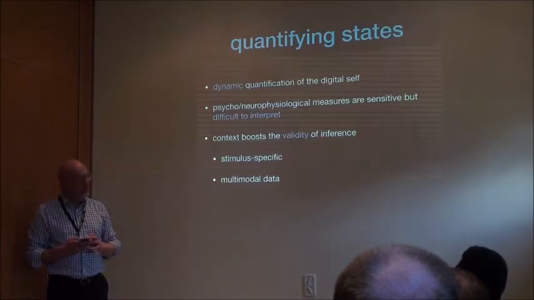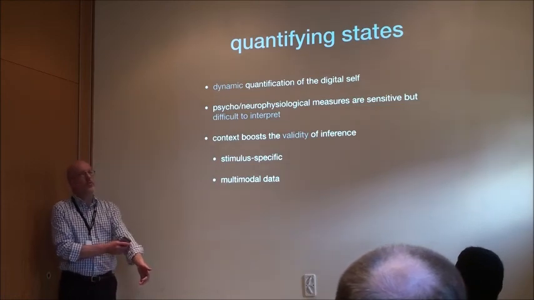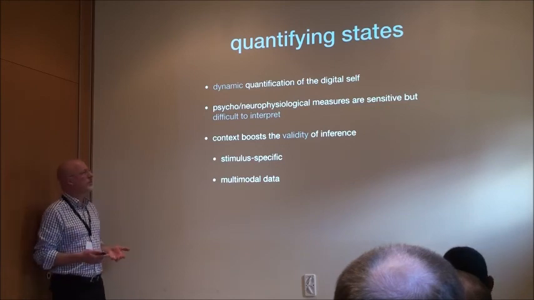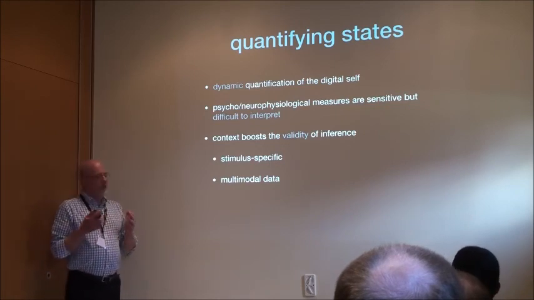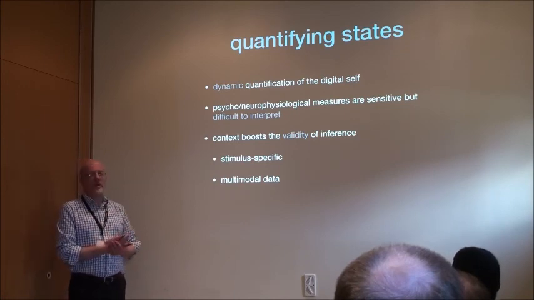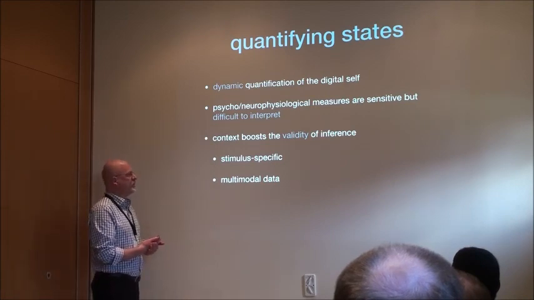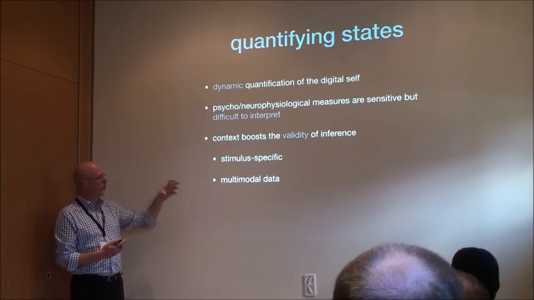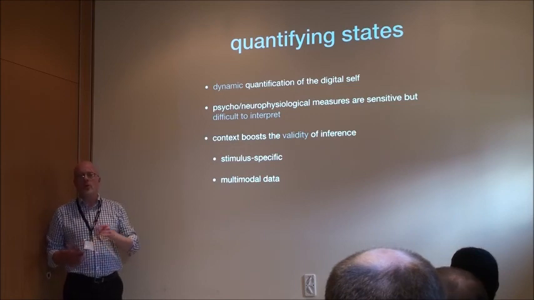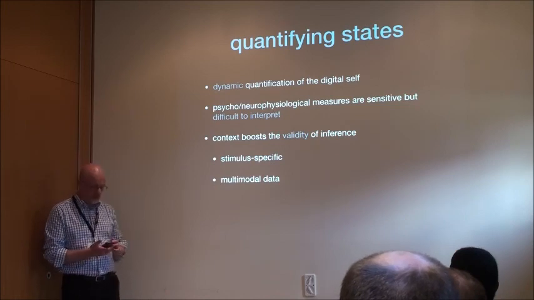So what we basically do when we make this quantification is that we make a dynamic representation of what I call the digital self, a digital representation of the person. The measures are sensitive but difficult to interpret. So if we can measure context as well, then that boosts the validity of the type of inferences that we want to make. It allows us to say something about which specific stimuli are causing something to happen. And what we have in the end is what I call multimodal data: representing the user by taking data from lots of different sources and combining them to get sensitivity and context.